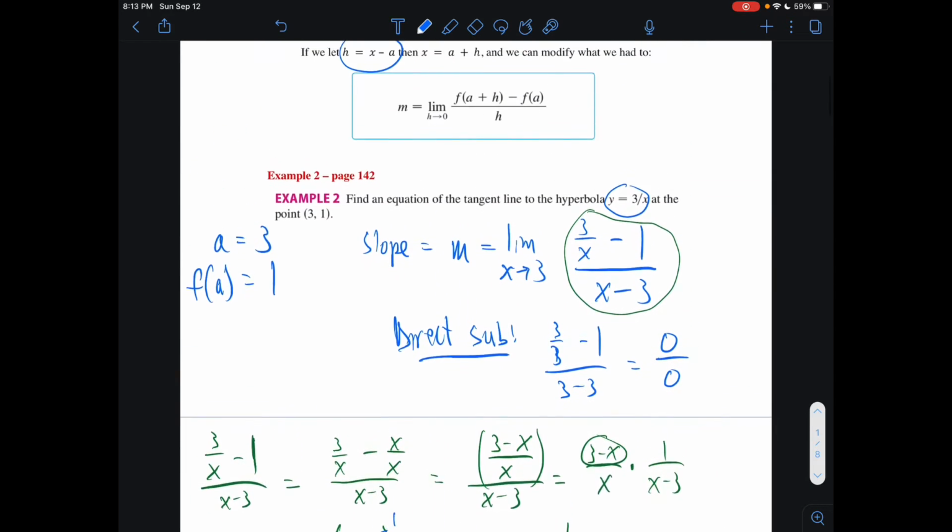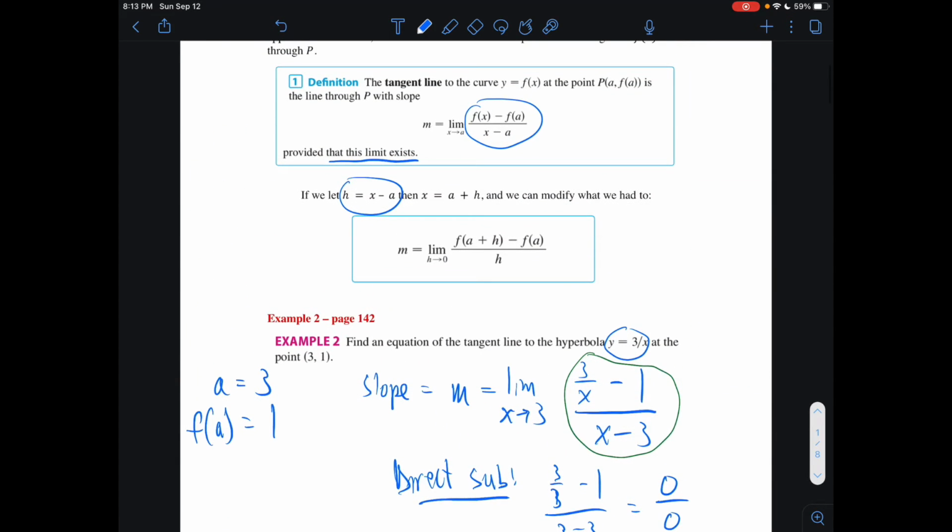I will point out that using the first definition, the limit as x approaches a of f of x minus f of a divided by x minus a, is much more difficult to use than the other definition. And so when you see me do another example of this in this section, I'm going to use the second definition just to show you why that's a little bit easier to use.